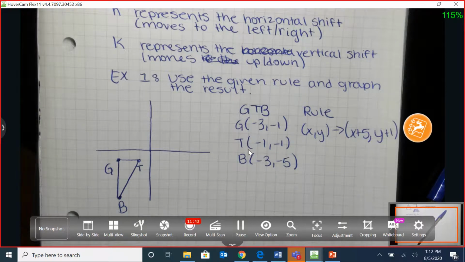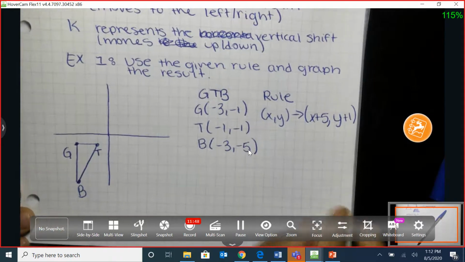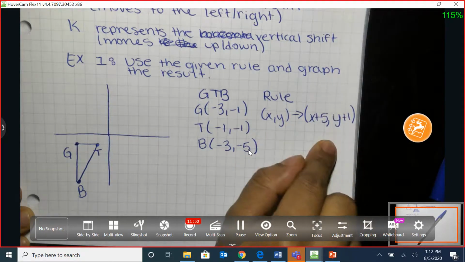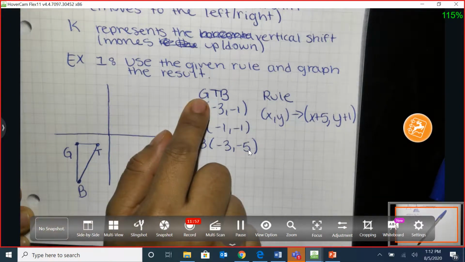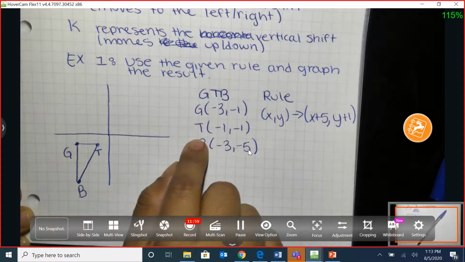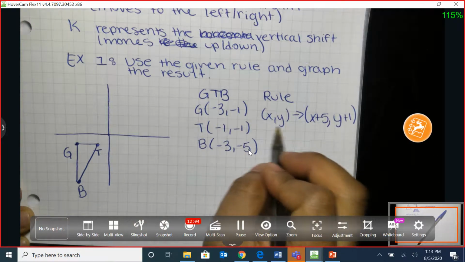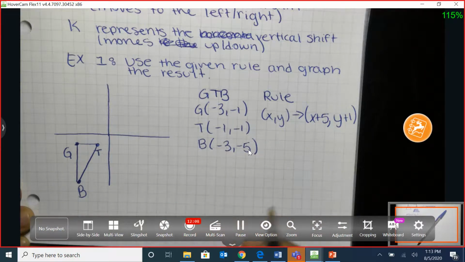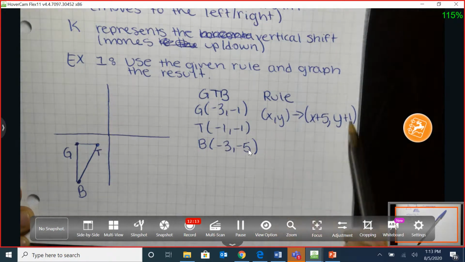Okay, I saw a couple of you say that you're done. So what you're going to do is look at the rule. The rule right now is your focus, because that's going to help you find the new points for G'T'B', which is the image after you have moved the pre-image. These are your pre-image points, right here. And to the x value and to the y value, you have to apply the following rule.